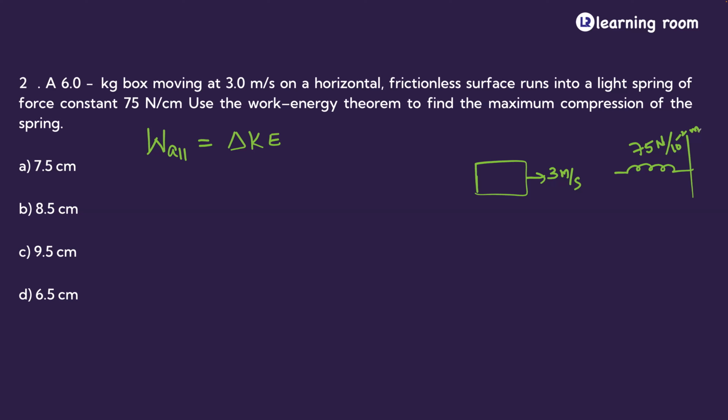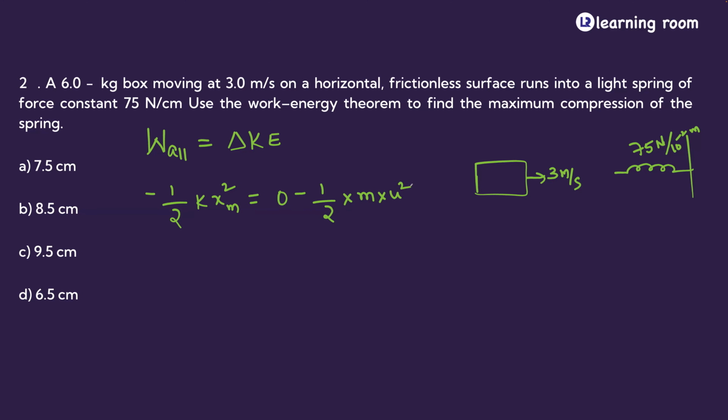So work done by all the forces is equal to change in kinetic energy. Work is being done by which force? It is the one actually stopping this block. Who is stopping this block? It is the spring force. So work done by the spring force is minus half k xm square, which is equal to the change in kinetic energy. Change is always final minus initial. So final kinetic energy is 0 minus initial kinetic energy, half m u square.